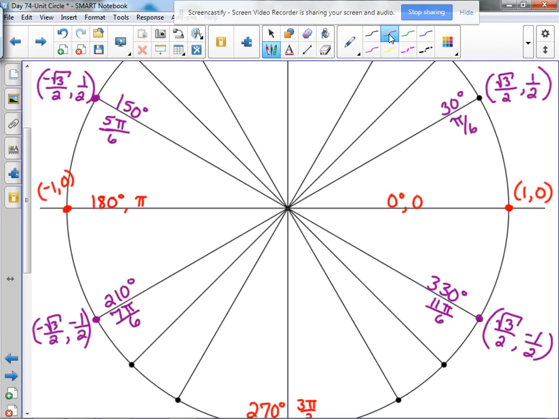While I'm thinking about it, I need to add something to that first angle there. It is also 360 degrees. Either it's where I'm starting, 0, or I've gone all the way around the circle, so it's 360 degrees or 2 pi radians. All right, so we will finish filling in this circle tomorrow.